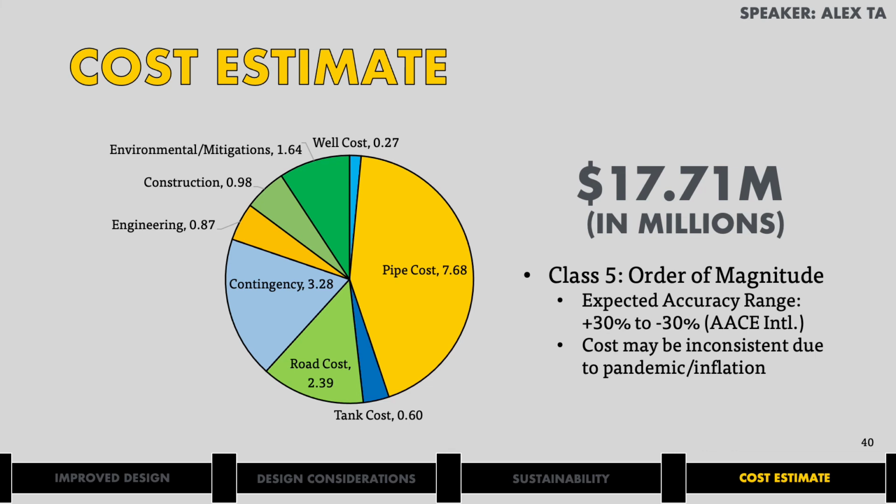The sum of those costs was used to calculate an additional 30% contingency, 15% environmental and mitigation, 9% construction, and 8% engineering costs. The total cost for the project might be inconsistent due to the pandemic and its effect on inflation. In the next slide, I will be going over a cash flow analysis of the project.